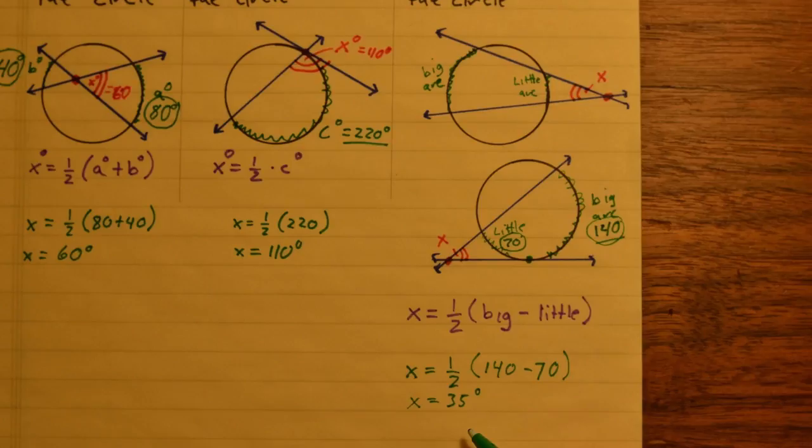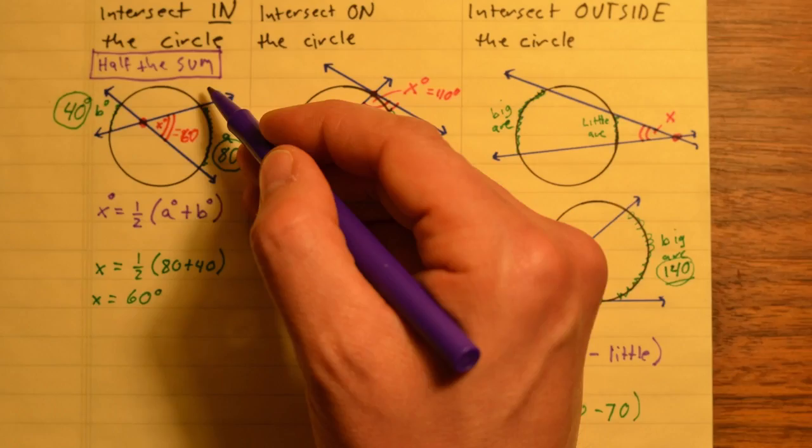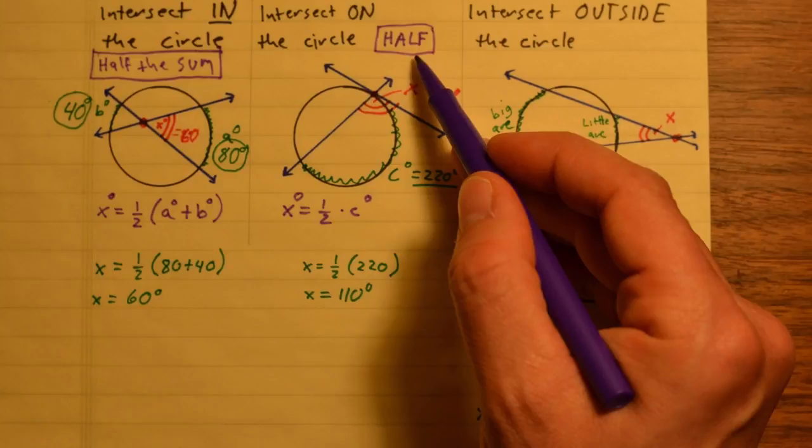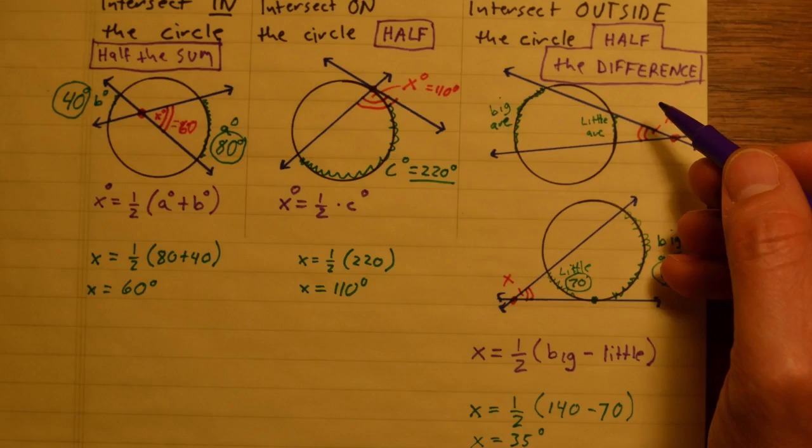So to recap, when the two secants intersect inside the circle, you're going to add up the two intercepted arcs and divide by 2, right? It's half the sum. When they intersect on the circle, then the angle is just strictly half the intercepted arc. And when they intersect outside the circle, you're taking half of the positive difference between the two arcs that are intercepted, right? Big arc minus little arc divided by 2.